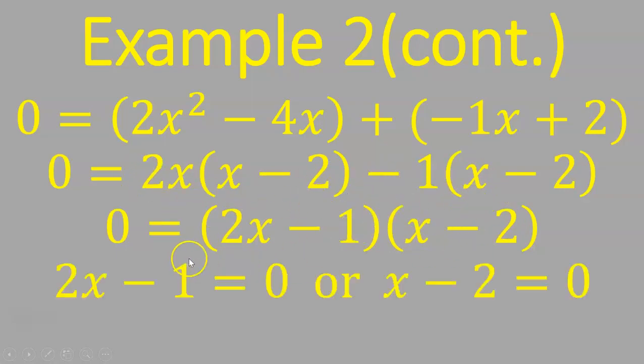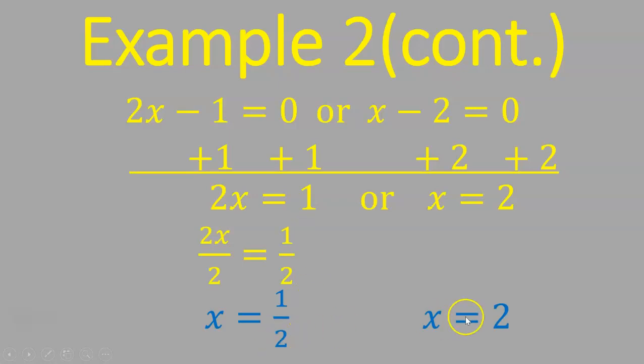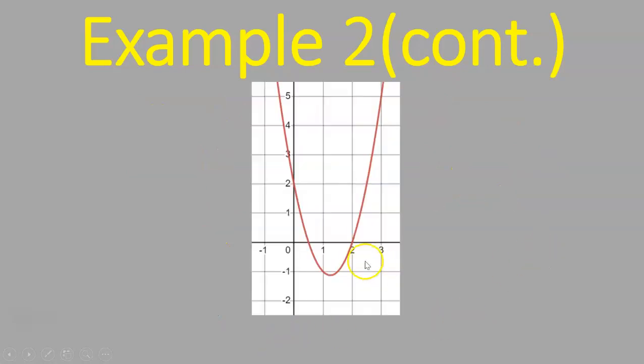Now we set each of those equal to 0, because again, if two things multiply to give you 0, then one of those has to be 0. Now let's solve them. Okay, so this one's done. Divide by 2 on this one. So 1/2 and 2. And here's the graph there, 1/2 and 2. So finding zeros algebraically.